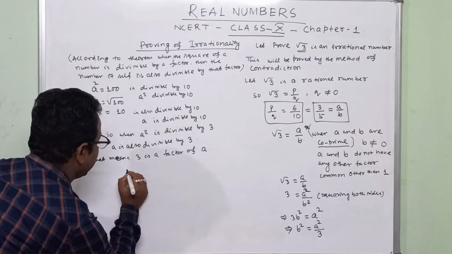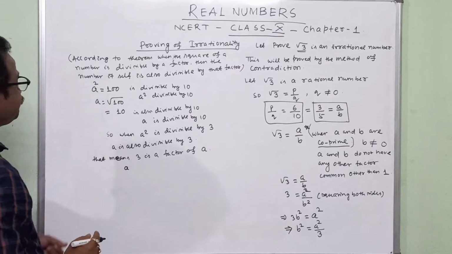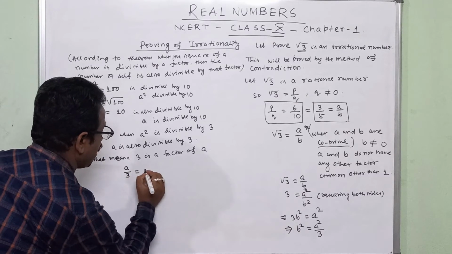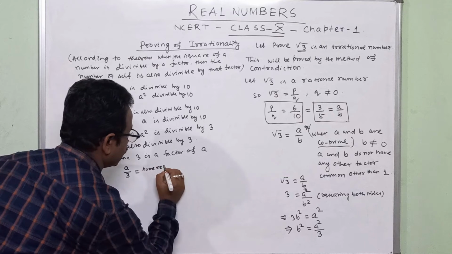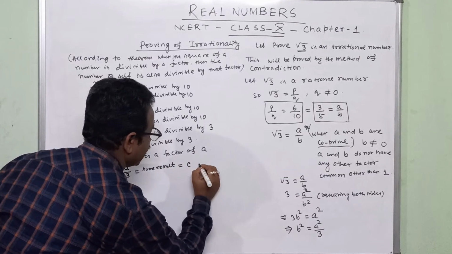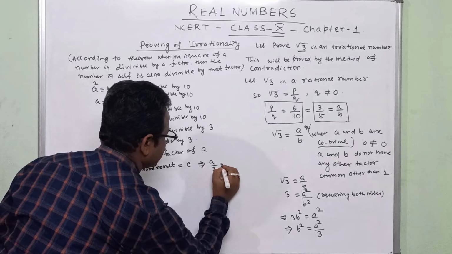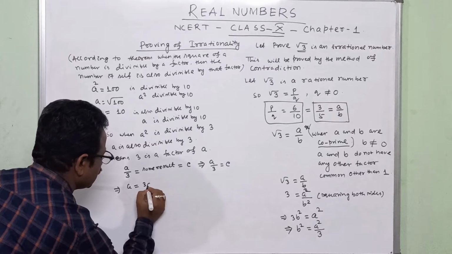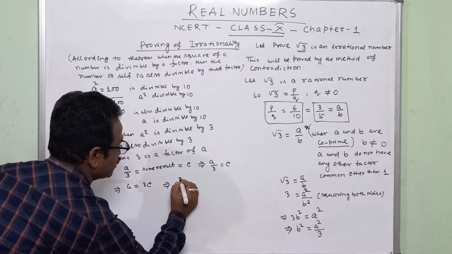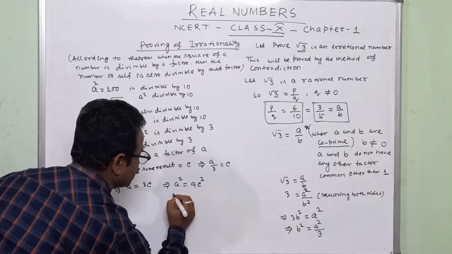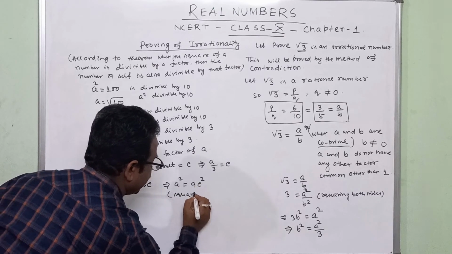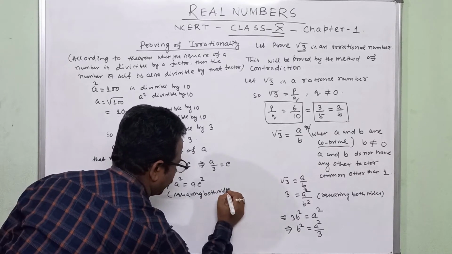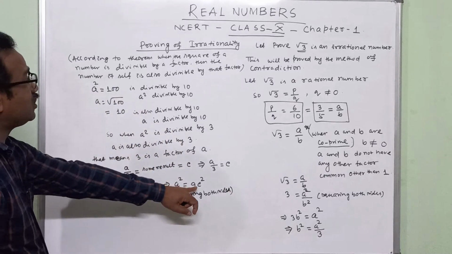Now let A by 3 be equal to some result C. That implies A by 3 is equal to C, that implies A is equal to 3C. Squaring both sides, that implies A square is equal to 9C square.